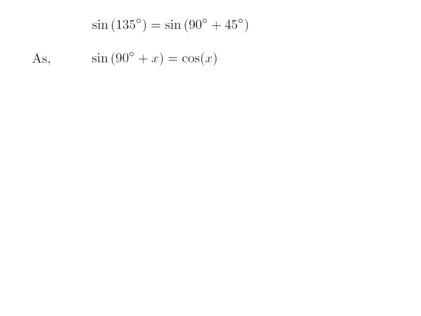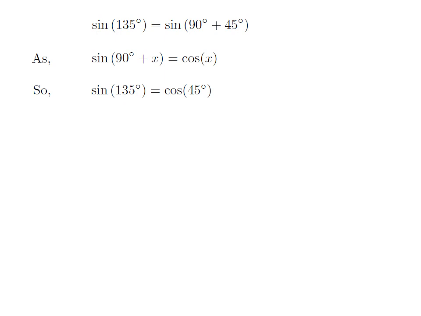As we know, the trigonometric identity sine of 90 degree plus x is equal to cosine of x. The video explaining how to derive the identity is appearing in the upper right corner. Also, the URL address of the video has been mentioned in the description section. Let us apply the above identity for sine of 135 degree.